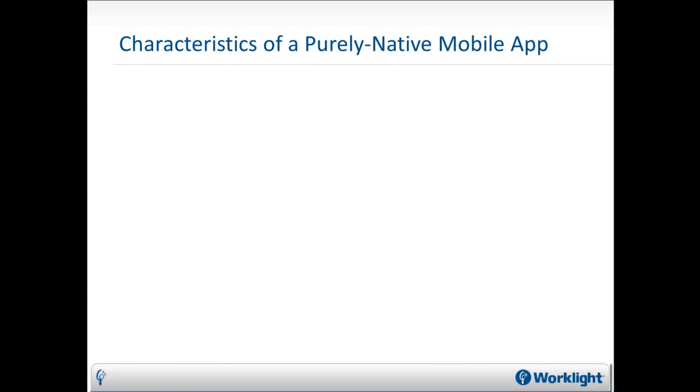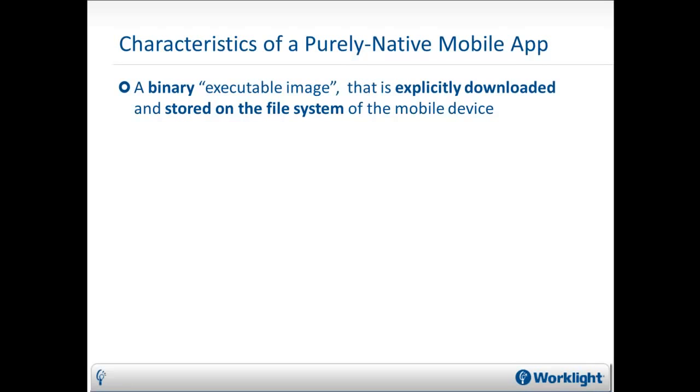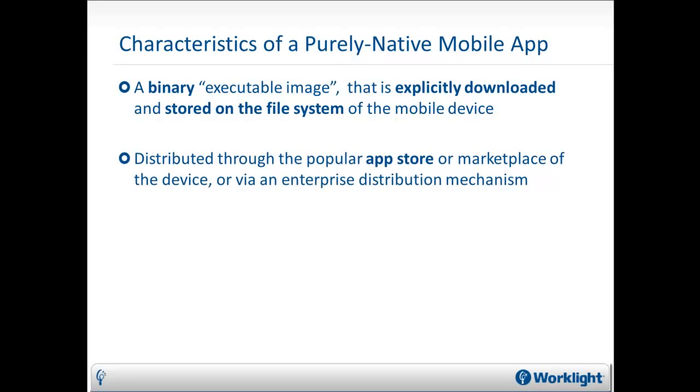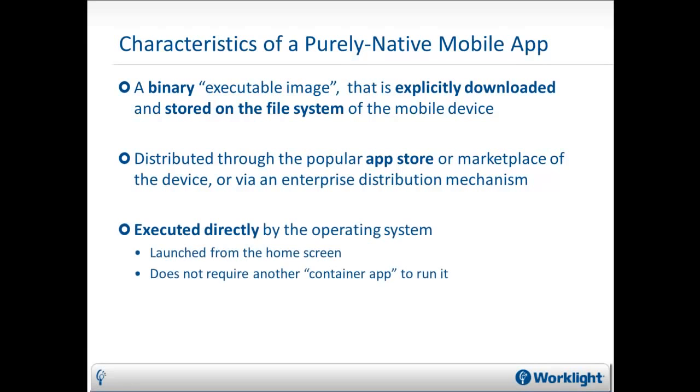Well, in this slide I tried to summarize the most prominent characteristics of native apps. First of all, native apps have binary executable files that are explicitly downloaded to the device and stored there. This installation process can be initiated by the user, or in some cases by the IT departments of an enterprise. The most popular way to get native apps is by visiting an app store, such as iTunes or Android Market. But mobile operating systems also provide additional methods to get the app onto the device.